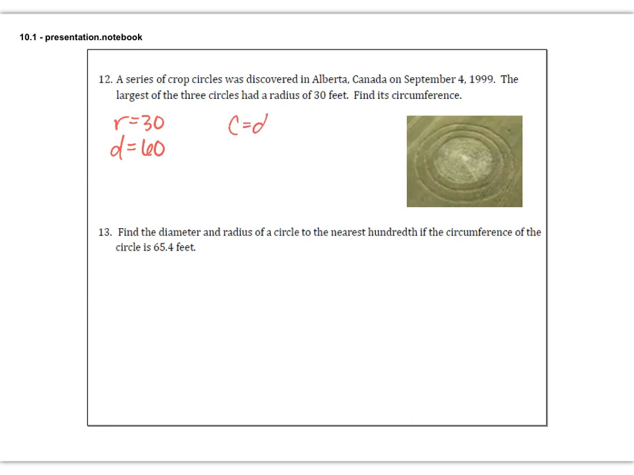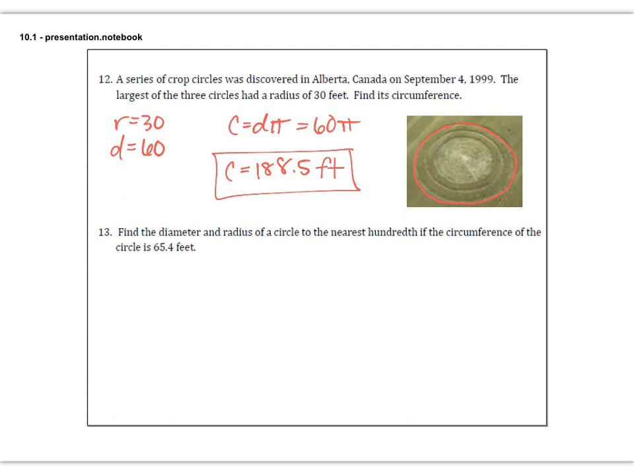Remember, circumference is diameter times pi. So you're going to do 60 times pi. Punch it in your calculator. Might as well get a decimal answer for this one, I think. And if you did it correctly, the circumference is 188.5 feet. And that would be the circumference around the biggest circle in the field.